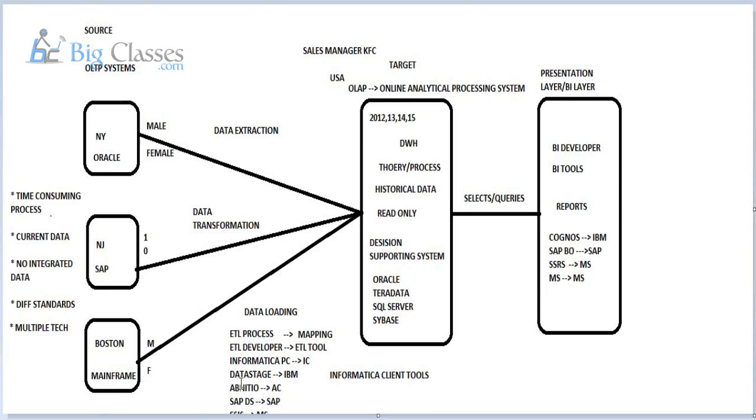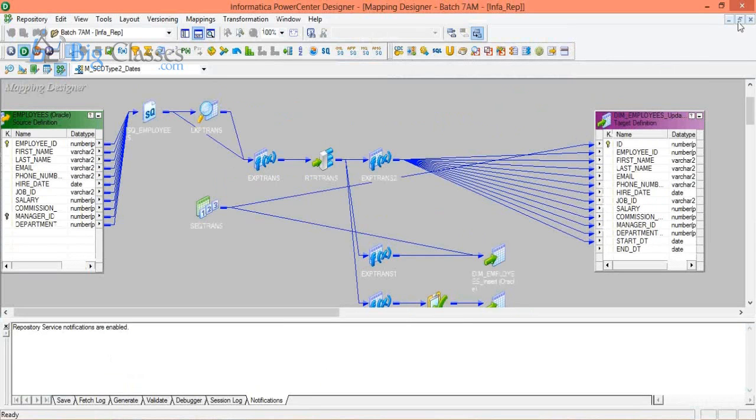See, here we cannot integrate multiple mappings. One mapping is nothing but one ETL. Using the ETL, you can extract the data from a single source definition or multiple sources. We can load the data into a single target or multiple targets, using a single mapping. When we run that mapping, the data from the source will be sent to the target.